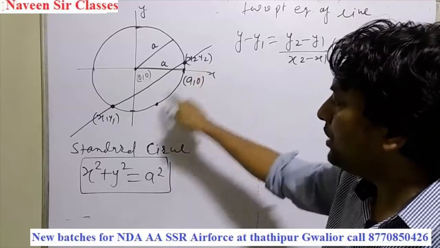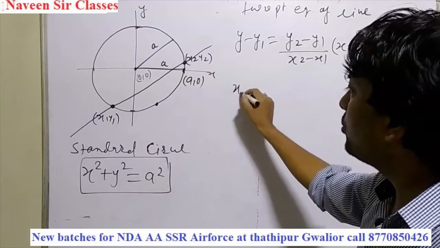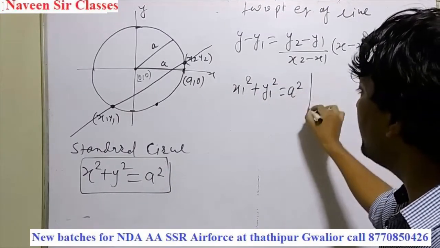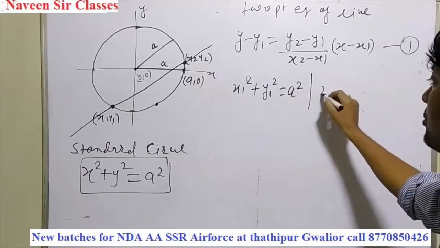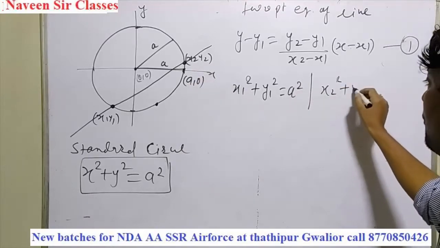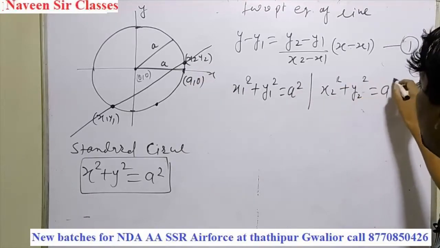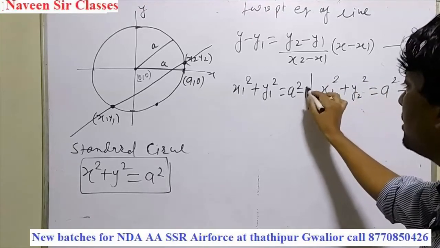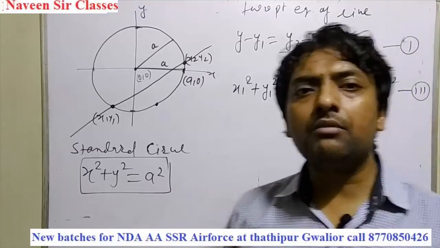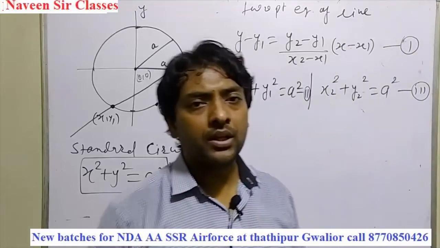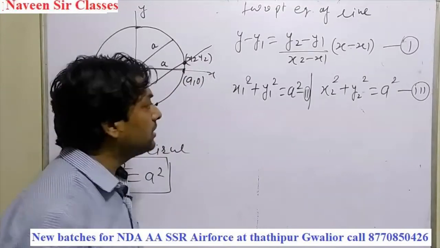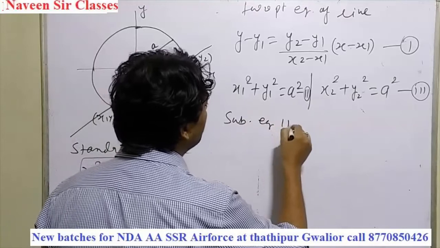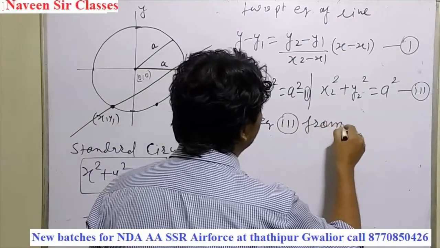So putting this point on the circle, we will get x1 square plus y1 square equal to a square, and second one x2 square plus y2 square equal to a square. So this one is equation number 3rd and this one is equation number 2nd. Now subtracting equation 3rd from 2nd, whatever.